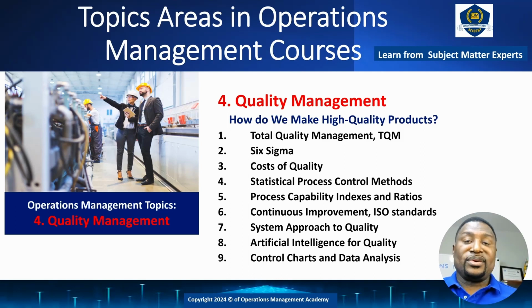We will go through ISO standard so that it guides us when we do our quality management. The system approach, because you need all together to perform well. And then today with artificial intelligence, how it can help us to have quality products. Control chart for attributes, control chart for variables, and the data analysis will also be part of it.